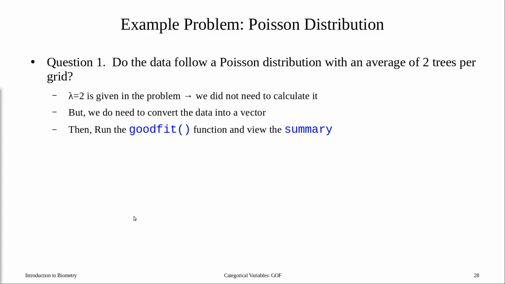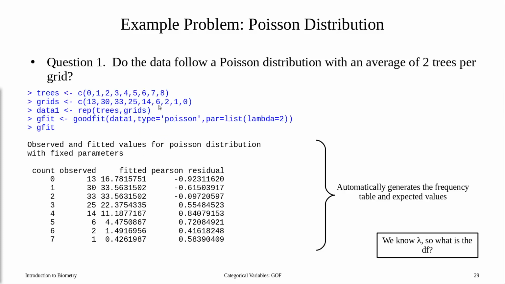All right, so hopefully you have your vector, and then once you have the vector, you can run the good fit function and view the summary. So here's how I did it. So here's how I used the rep function. I did trees and then grids, and then I called it data1. So rep trees comma grids, data1.